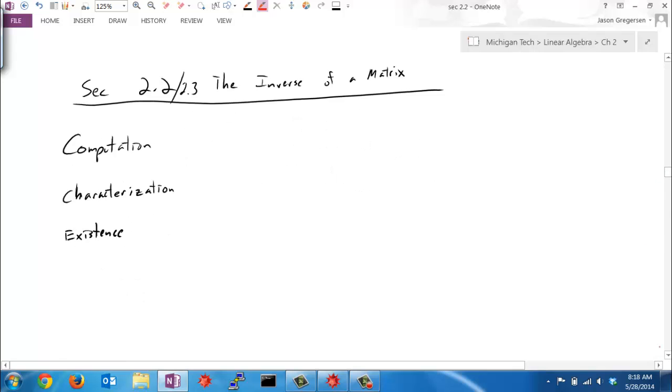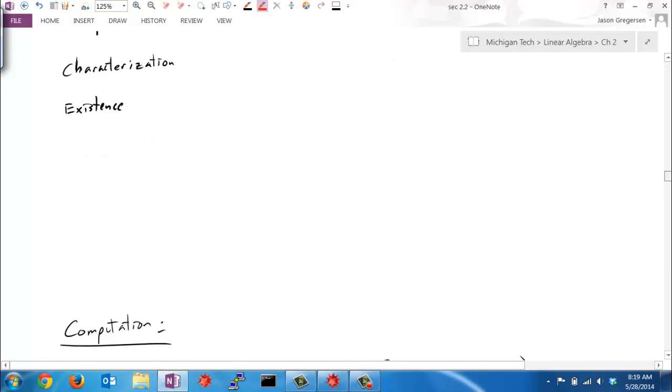So 2.2 and a little bit of 2.3 is all about the inverse of a matrix. We're going to learn how to compute the inverse matrix. We're going to talk about its properties, its characteristics. Then we're going to talk about when it actually does exist. We now know that it doesn't always exist. At the end of class, we'll talk about how we can tell whether it exists or not. But first, let's just do some calculations. Let's just calculate some of these.